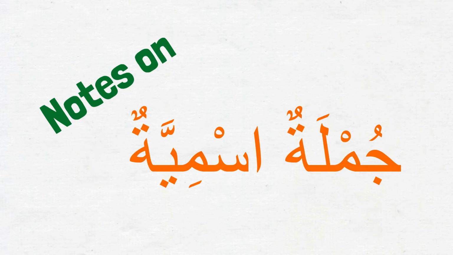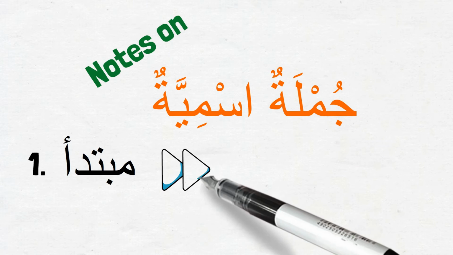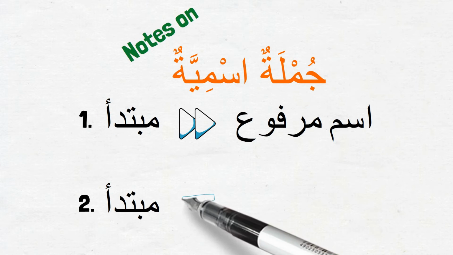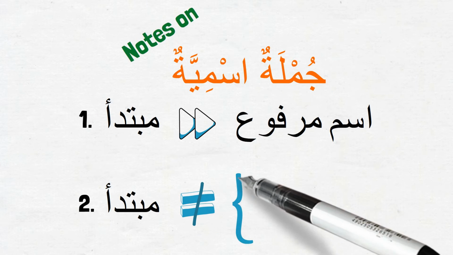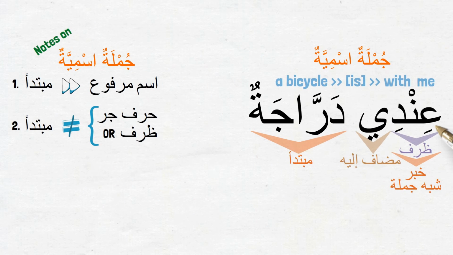Let's write down a couple of notes about اسمية sentences to understand this a little better. مبتدأ of the اسمية sentence is always مرفوع اسم. The second point, which is the consequence of the first point here, is that the jar majrur or ظرف cannot be مبتدأ. In this example, عند is ظرف and it is a mansub ism, so it cannot be the مبتدأ.